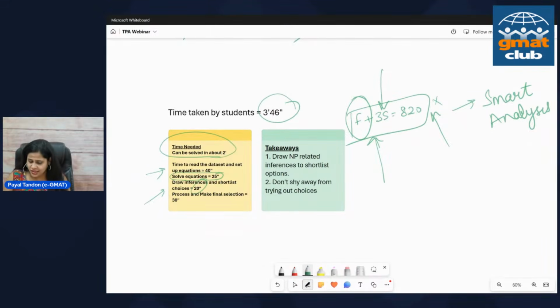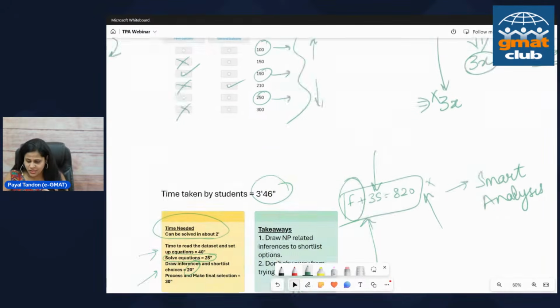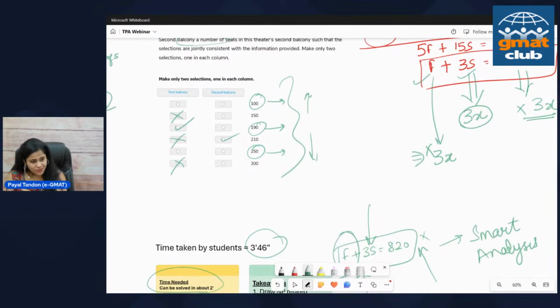And another thing is, don't shy away from trying out answer choices. Once you have shortlisted from 6 to 3 answer choices, you are left with only 3. Then you patiently go one by one and figure out what the answer is.